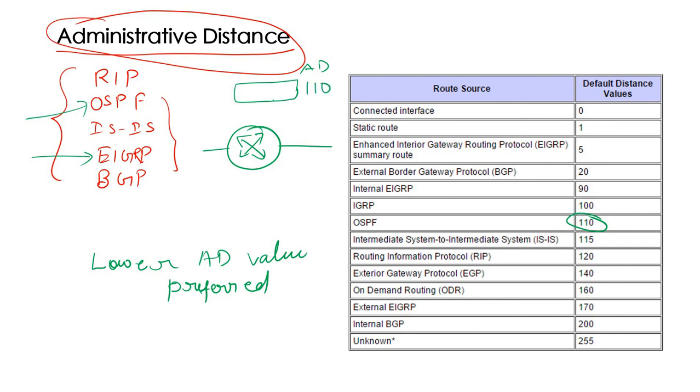110 for the routing table entry. We have one more entry for the EIGRP, and for internal EIGRP we have the AD value of 90. So this is EIGRP and this is OSPF. Whenever we have two entries for the same routes, we will prefer the lower AD value. It means that we will prefer the routes collected from the EIGRP.